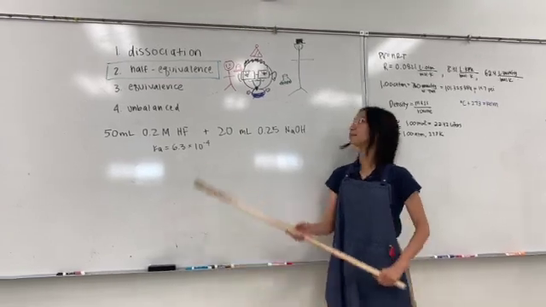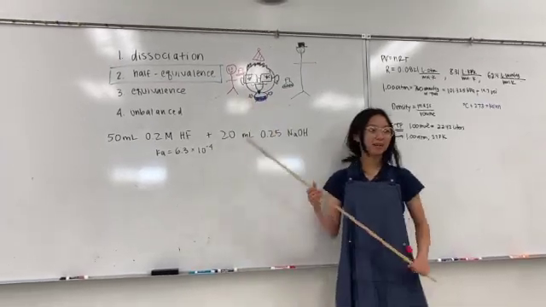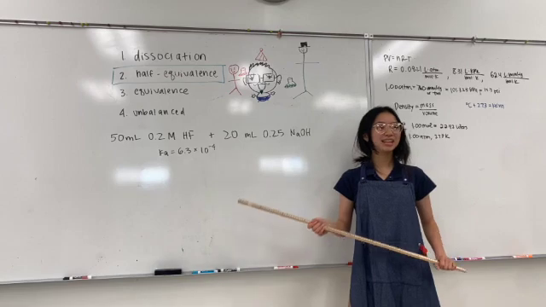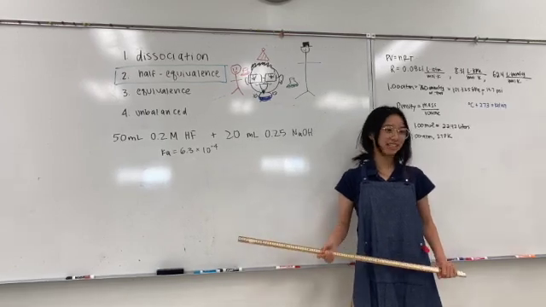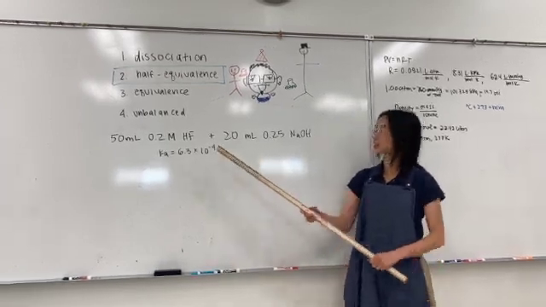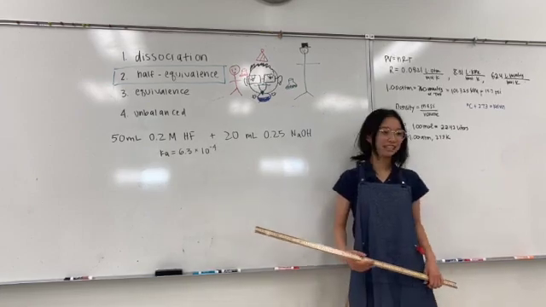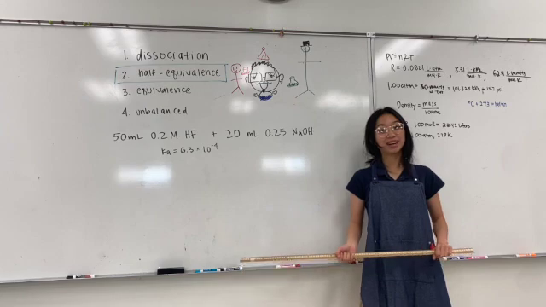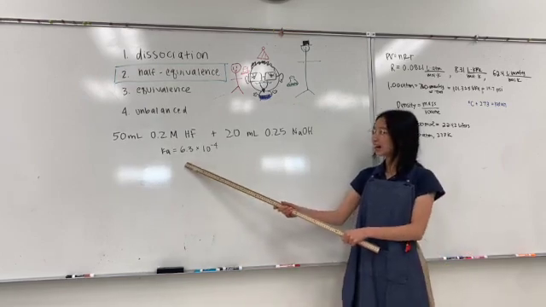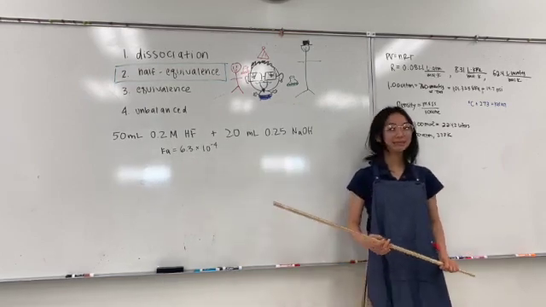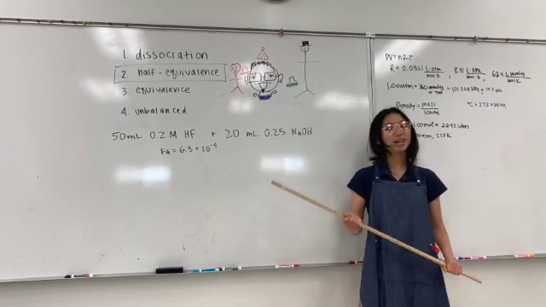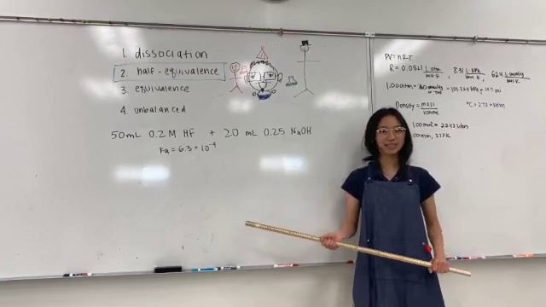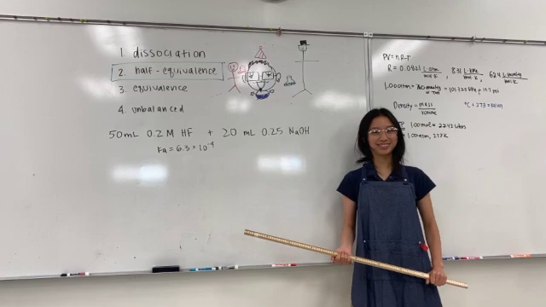Here's your problem. Hudson and Jacob decide to mix some acid and base and wonder if it's safe to drink. They mix 50 mL of 0.2 molar HF with 20 mL of 0.25 molar NaOH. The Ka value of HF is 6.3 times 10 to the negative 4th. What is the pH of this solution once mixed? Try this problem on your own.